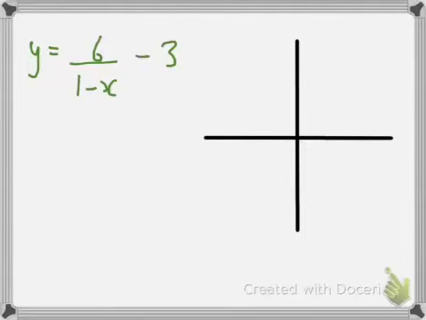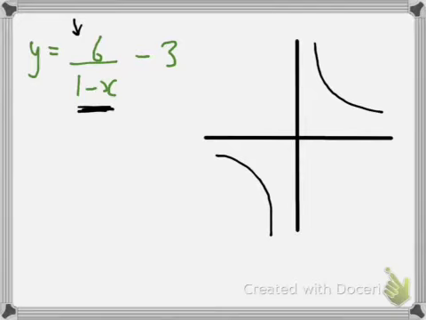I thought I'd do a quick video here on some harder hyperbola questions. And we've got one here, y equals 6 over 1 minus x, minus 3. Probably haven't talked about it in class much, but the 1 minus x situation, if the negative is in that denominator, as opposed to a negative being in the numerator, that means we've got a reflection in the y-axis. So you recall that the normal hyperbola is that.